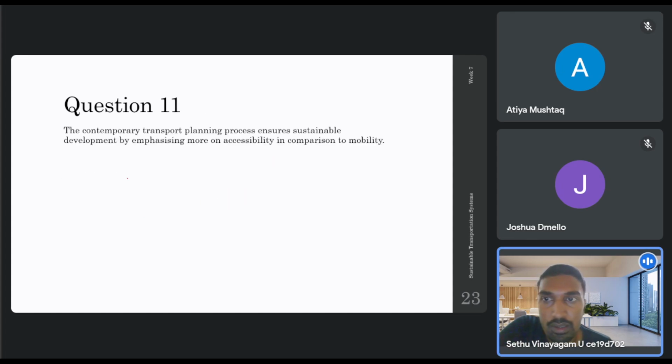Okay, question number 11: the contemporary transport planning process ensures sustainable development by emphasizing more on accessibility in comparison to mobility. So whether the statement given here is true or false has to be determined.